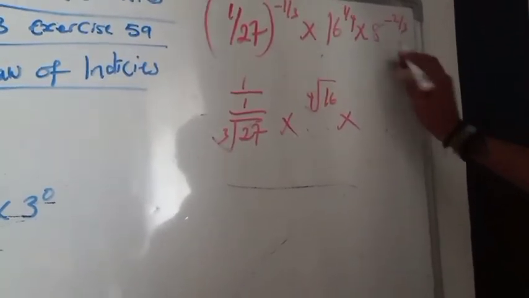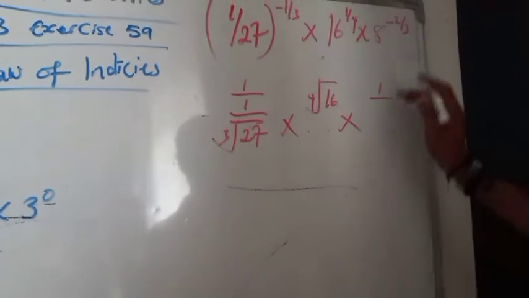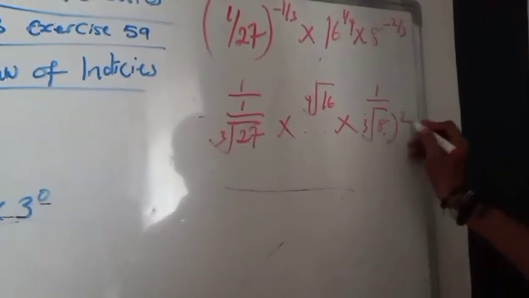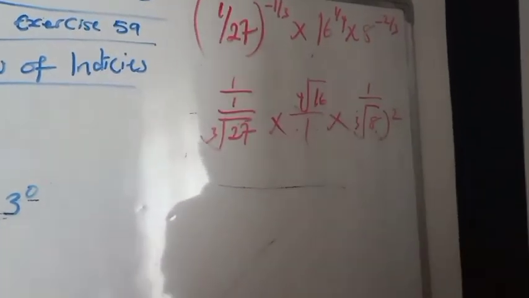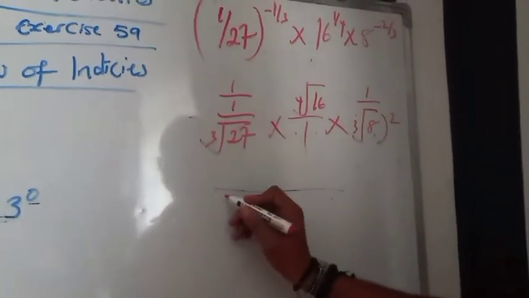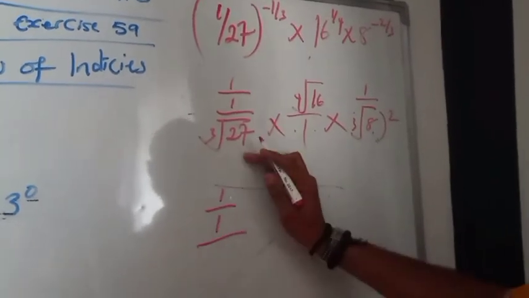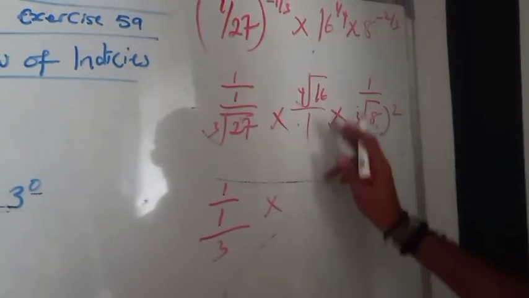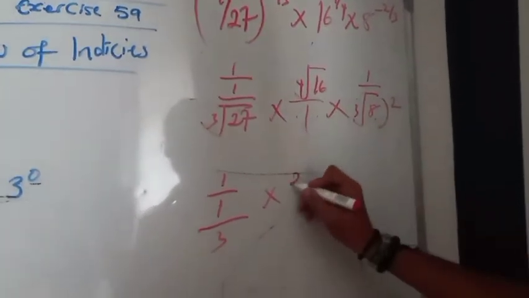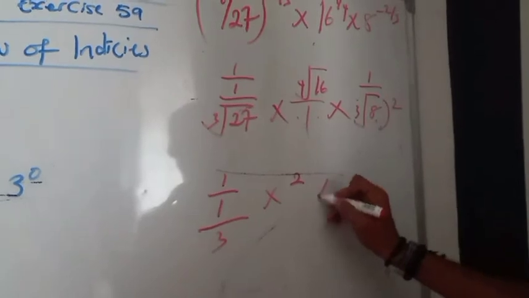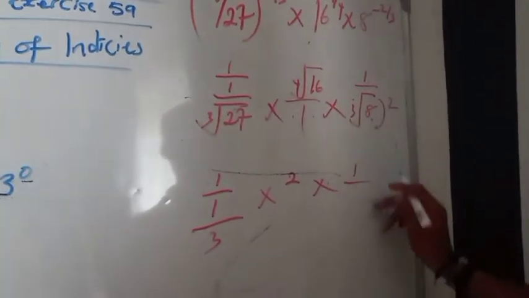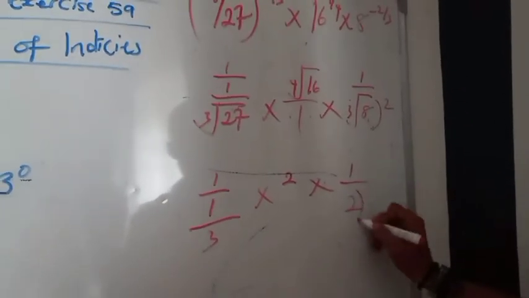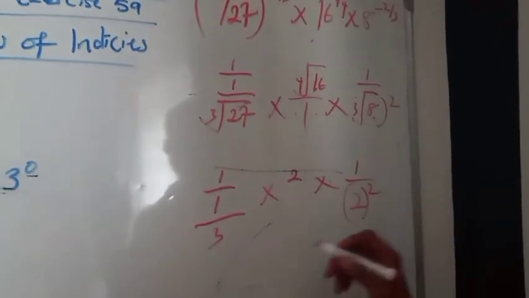Negative index. So 1 over the cube root of 8. This is 2 over 1. Which means 1 over the cube root of 27 is 3, times the fourth root of 16, which is 2, times 1 over the cube root of 8. The cube root of 8 is 2.